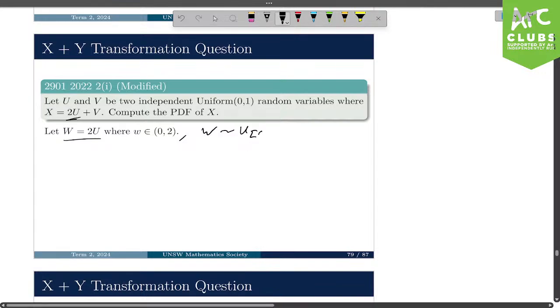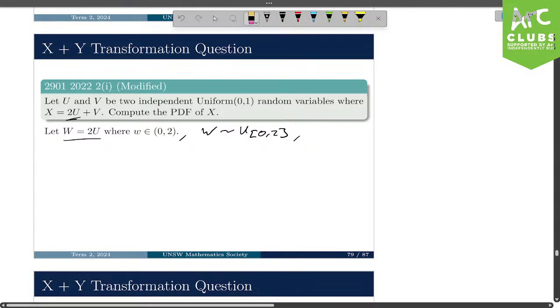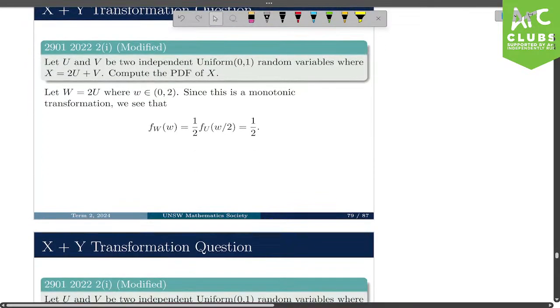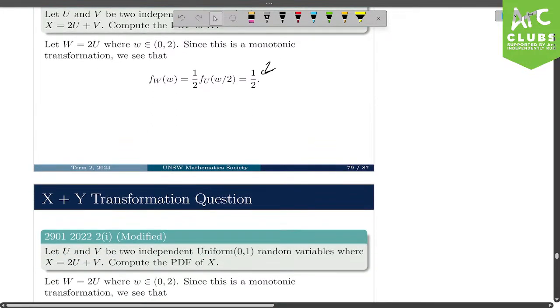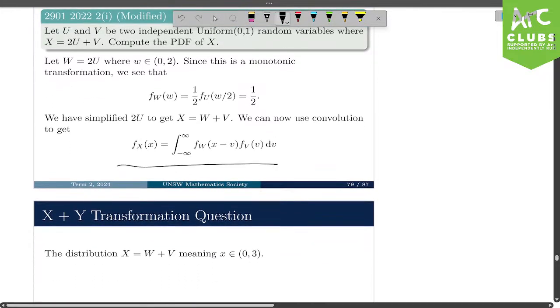Between 0 and 2. And so the density function of W at any point within 0 to 2 is equal to 1 on 2. That's an important fact. So this is achieved through the application of our transformation theorem. We push forwards, and so now we have our function.